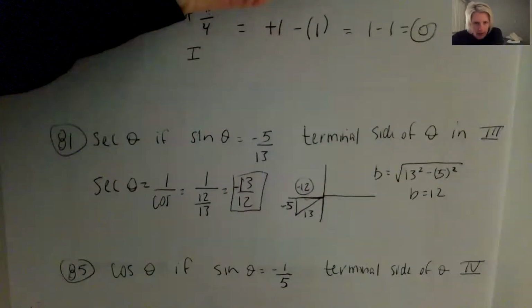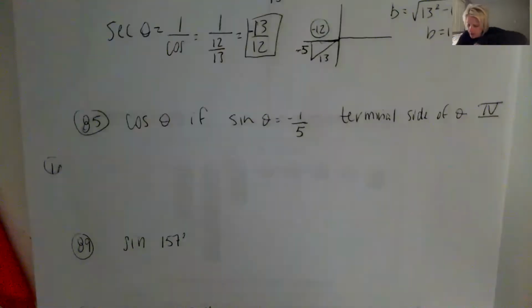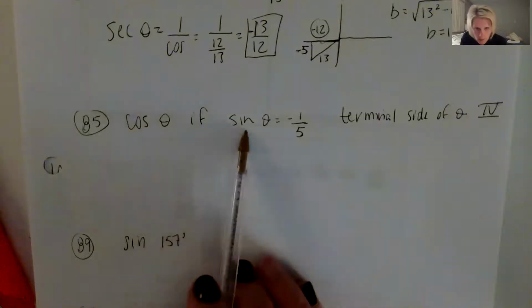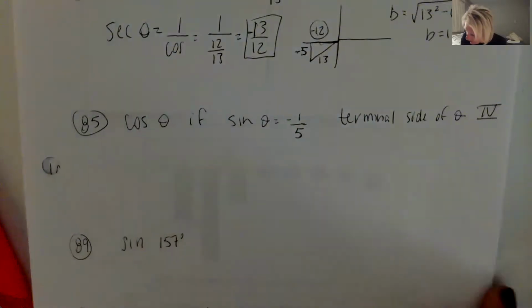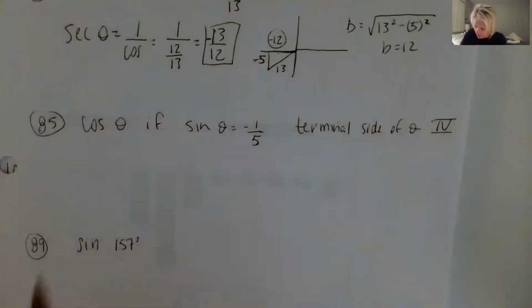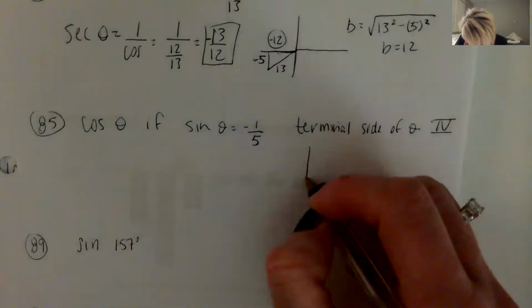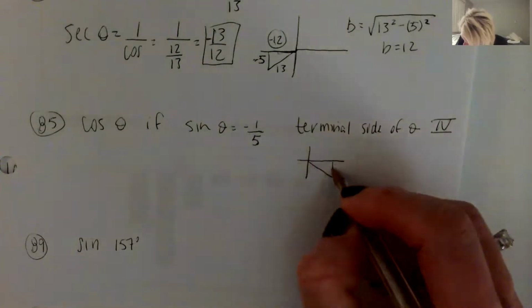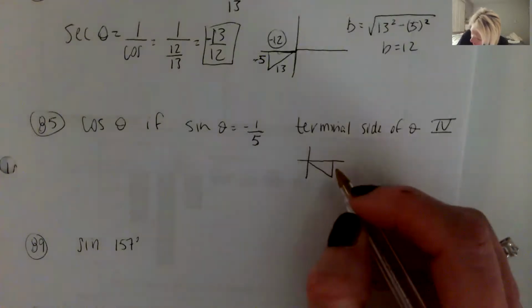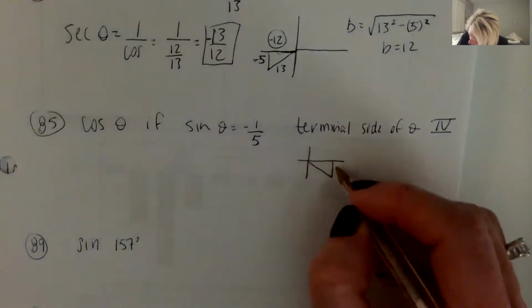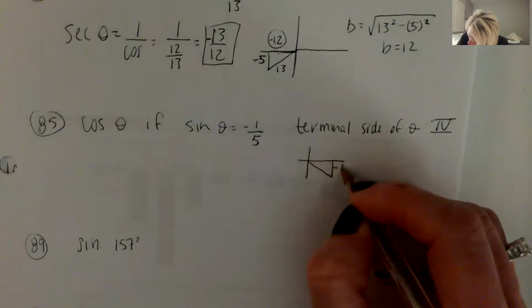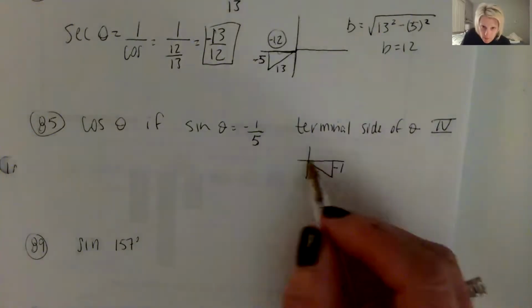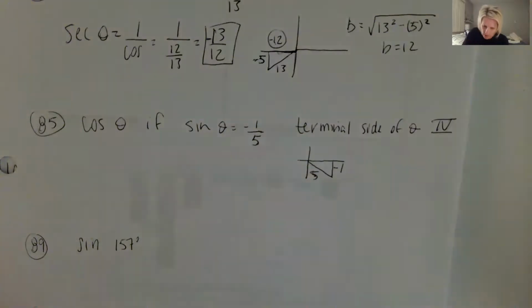Okay, let's try another one. 85 has another one similar that has a restriction. So this one says, find the cosine of theta if sine of theta is a -1/5 and the terminal side of theta is in the fourth quadrant. So we know we're in the fourth quadrant. Okay. And sine is a -1/5. Cosine is positive in this quadrant, right? First and fourth, it is.